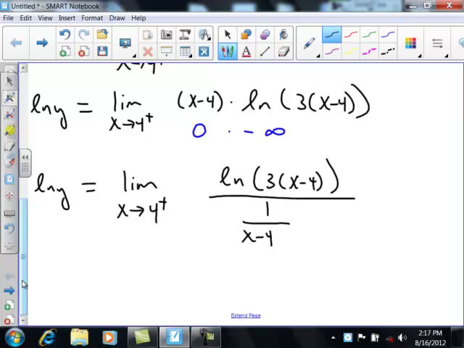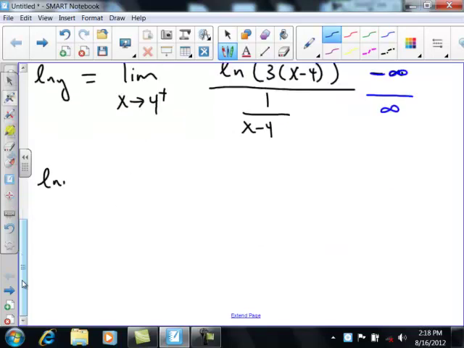Because now, as I approach 4 from the right, my numerator is negative infinity. And my denominator, 1 over x minus 4, as you approach 4 from the right: think about 1 over x, basically the same idea, but again, shifted 4 to the right, so same premise. That is infinity. That is a form for which I can apply L'Hopital's rule. So here I go applying L'Hopital's rule. So the natural log of y is equal to the limit as x approaches 4 from the right.